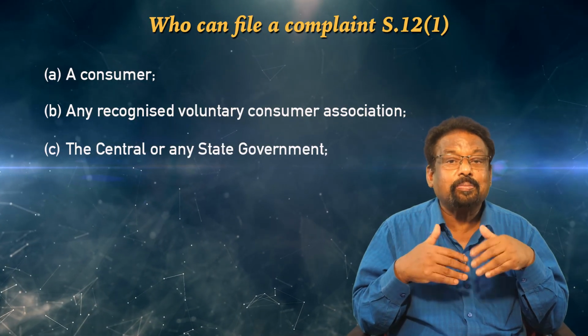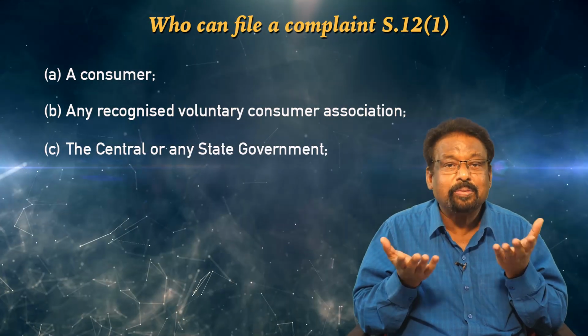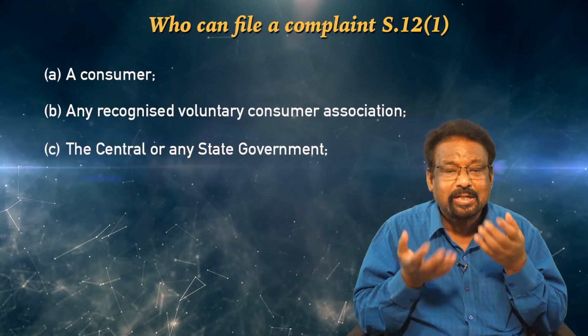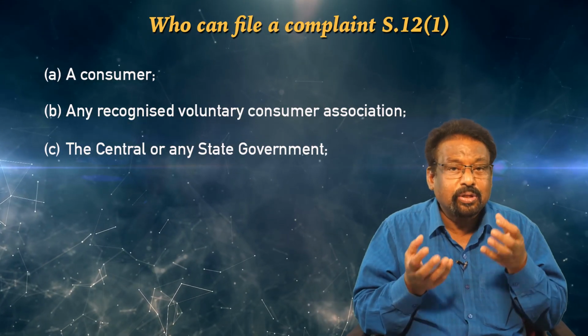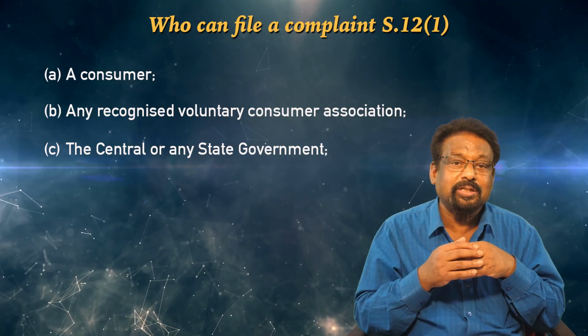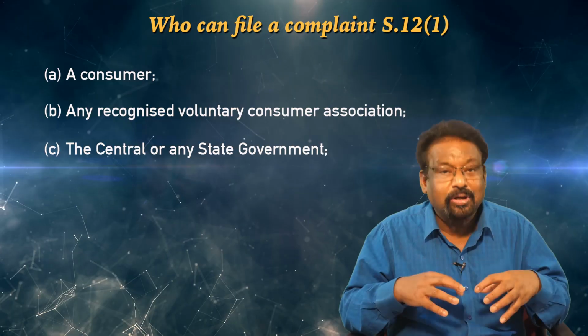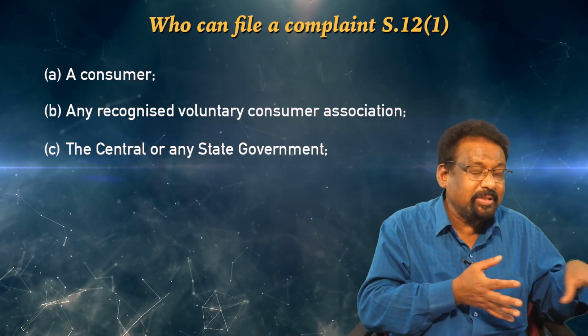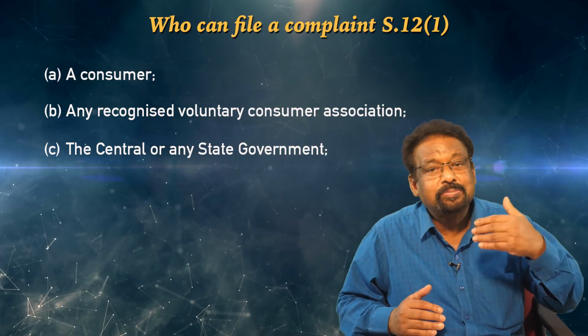Then the central government and state government. The State is a sovereign body. They have the duty to protect the interest of all, including consumers. So if consumers are not coming forward, if they are not in a position to form an association, even then the central government or the state government, on behalf of the affected consumers, can themselves file the case before the consumer court.